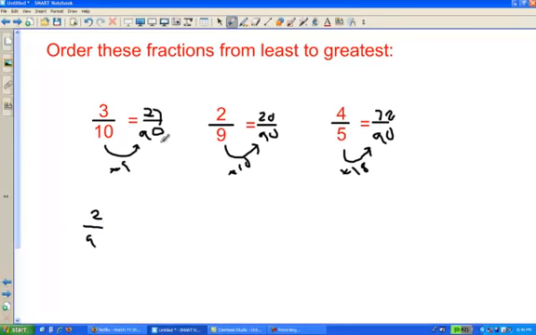Now I can compare them, right, because they all have the same denominator. 3/10 would be next. And last but not least would be 4/5. So don't be fooled. The one with the lowest denominator had the greatest value. Hopefully that helps you with the review problems.